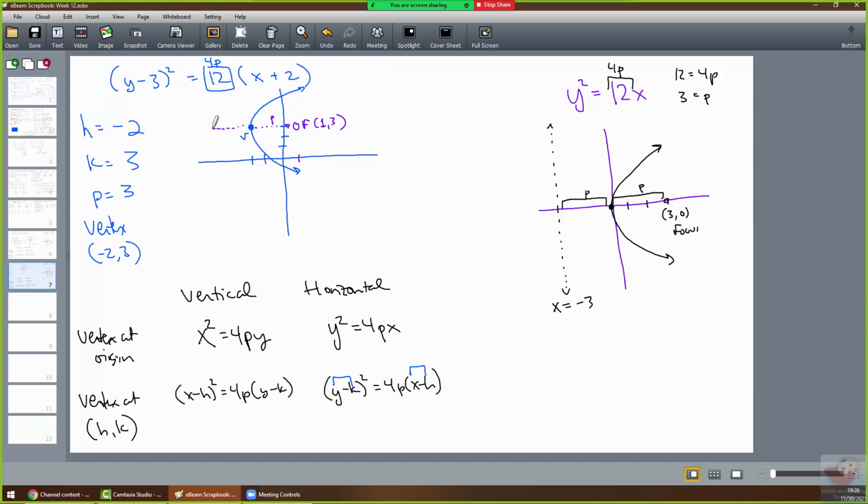Now if we go p units to the left, we'll get the directrix. The vertex is at -2, 3. If we move 3 units to the left, we'd be at -5. Remember, a directrix is a line. So namely, pretend that's a straight line. It's at x equals -5.